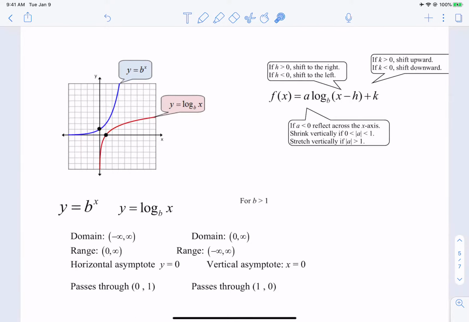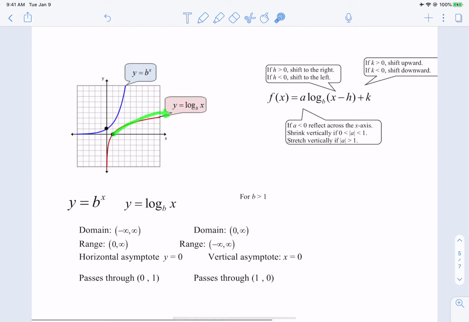Okay. If you look at the logarithm versus the exponential, see how it goes across the line y equals x, because they're the exact inverses of one another. So this is the domain and range of the exponential. Here's the domain and range for our logarithm. See how the domain became the range, and the range became the domain. See how the horizontal asymptote became a vertical asymptote.